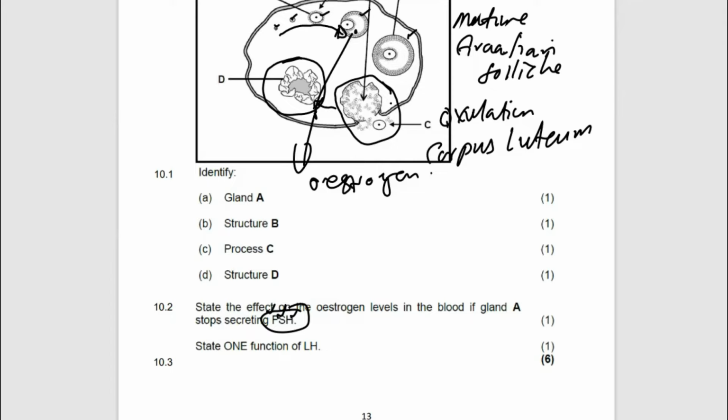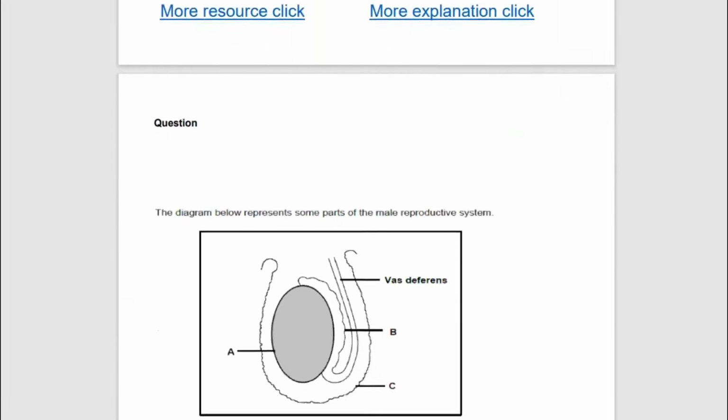Then, state one function of LH. LH, we said, is the luteinizing hormone. It has two functions. The first one, it triggers ovulation, or stimulates ovulation. Number two, it changes the empty Graafian follicle into corpus luteum. So they only want one function.